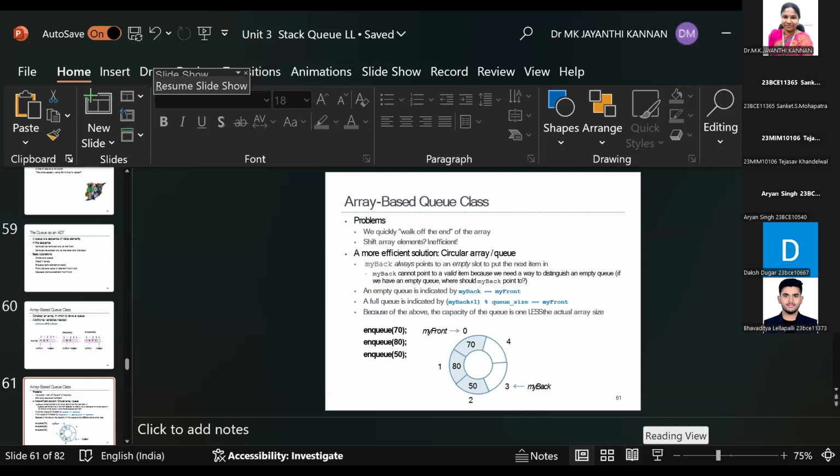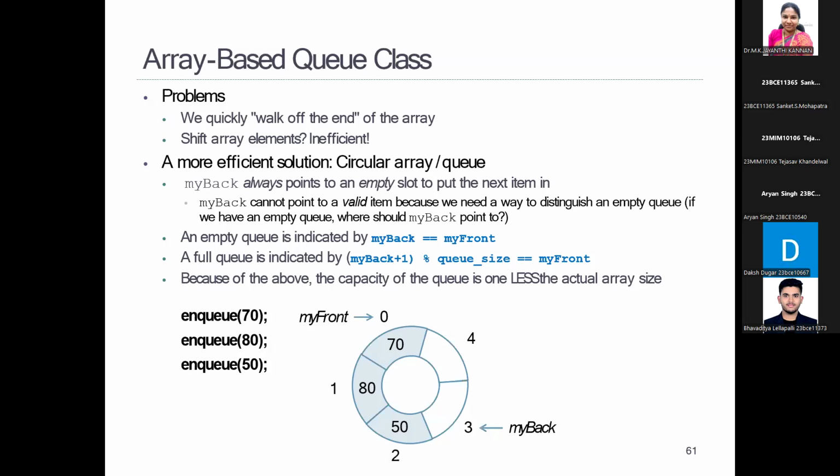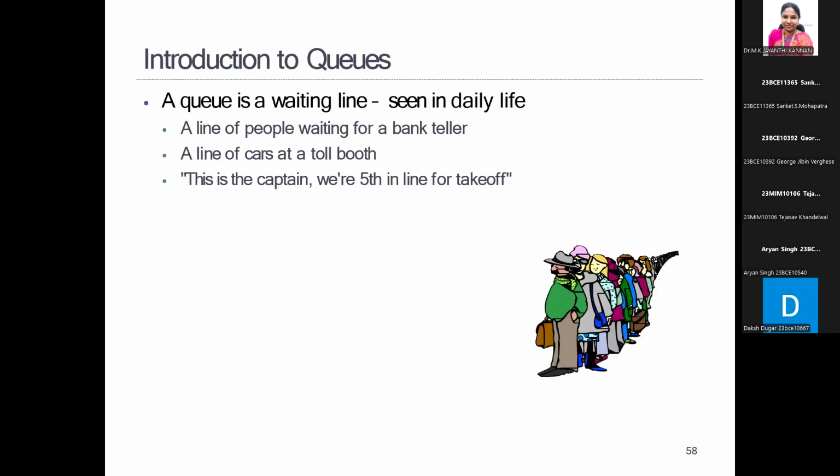Okay, any doubt in this array-based queue representation? No, ma'am. Any doubt? What is queue? What are all the operations we are performing? Any doubt?